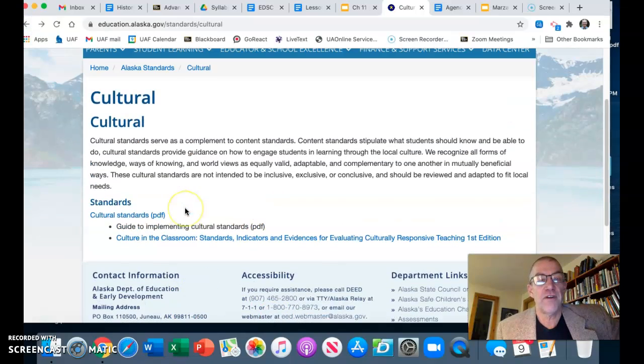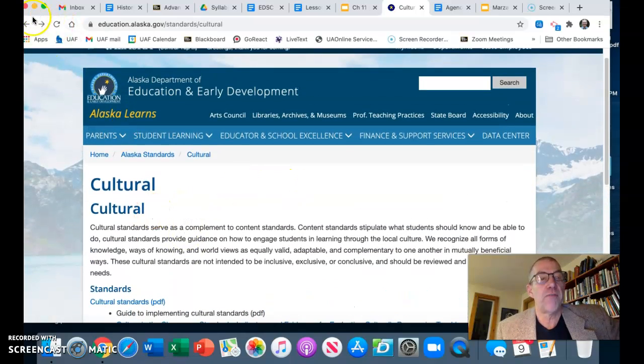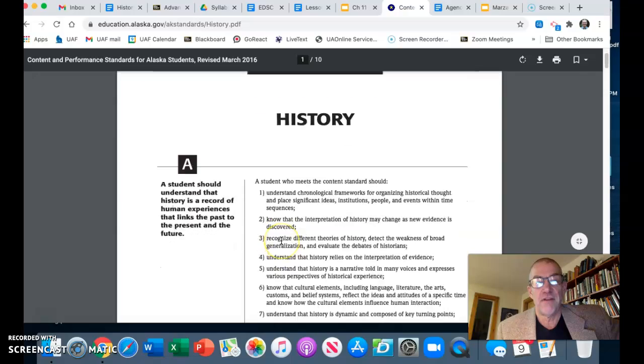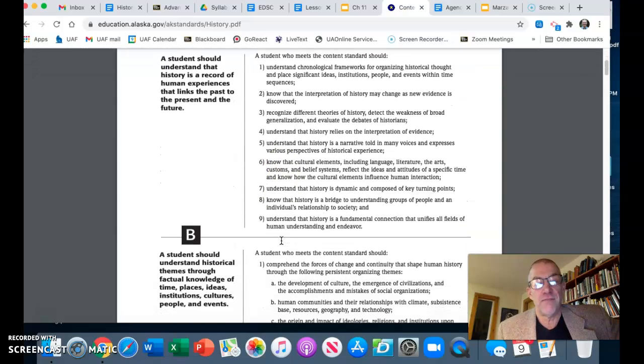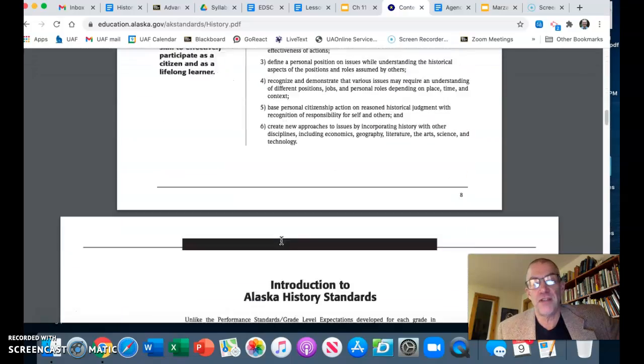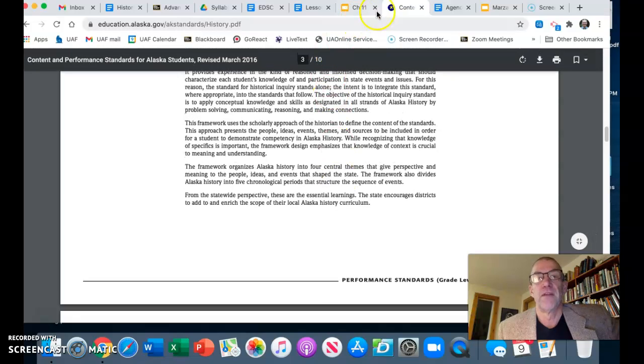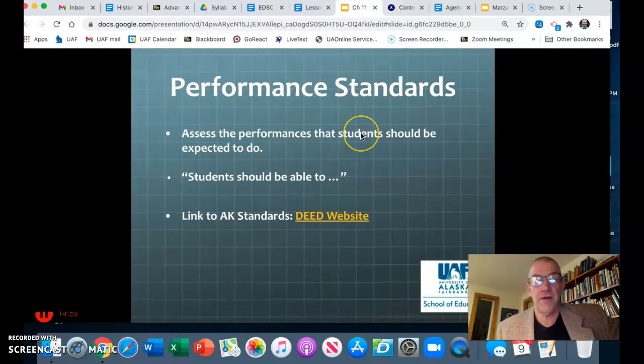The content standards are more arranged by grade and subject. So you'll see here under history, we have the different history content standards, and then we come down here and we see the performance standards by grade level. Okay? Okay, enough of that. Let's move on with our topic lesson.